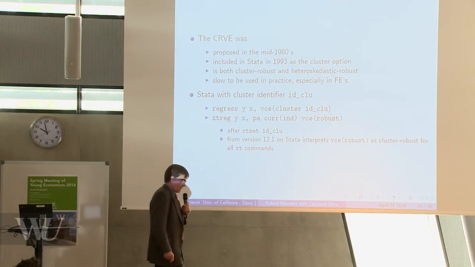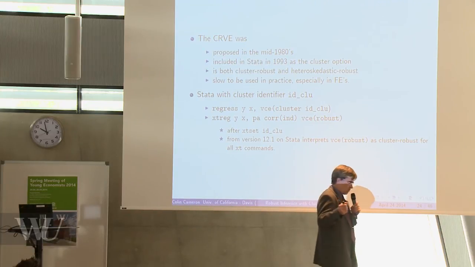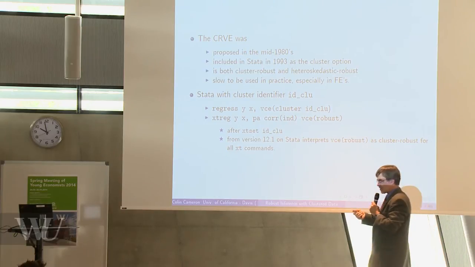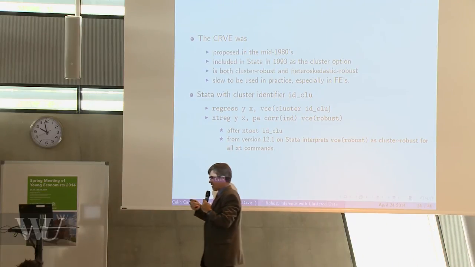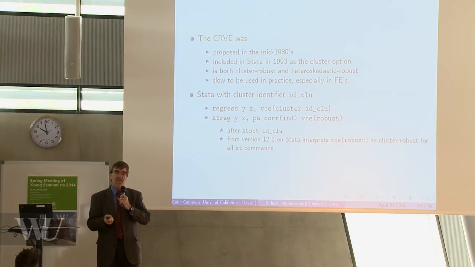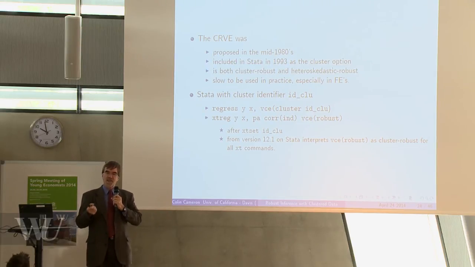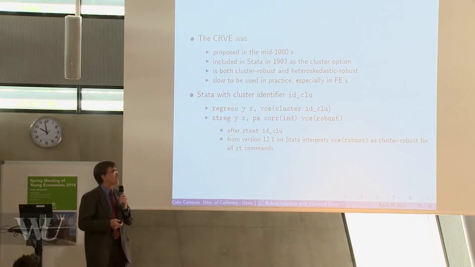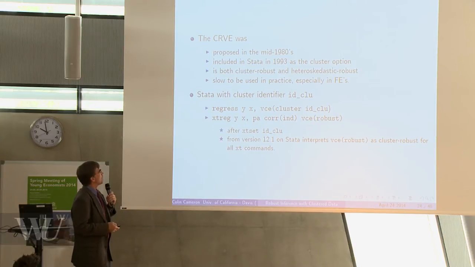There are several references that pointed this out through the 1980s. The 2 most commonly used are, in the biostatistics literature, a JASA article by Liang and Zeger in 1986. And then in the econometrics literature, there's a 1987 paper by Arellano, who additionally applied it to the fixed effects estimator.